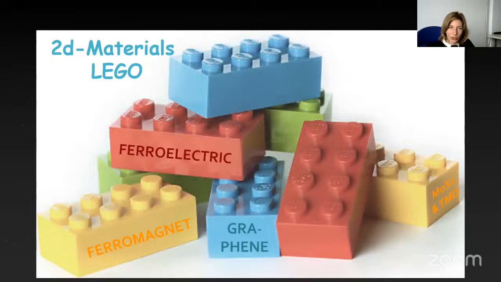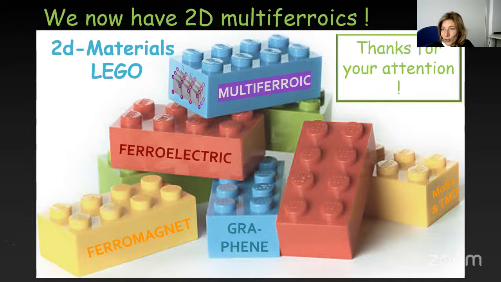And so, yeah, this brings me to my conclusion. So I told you that you can play Lego and stack all this material in the way you want. And so there was graphene in the beginning, and then a ferromagnetic Lego brick and a ferroelectric Lego brick were also discovered. And then now we also have a multiferroic brick that we can play with. Okay, and with this, I would like to thank you for your attention.